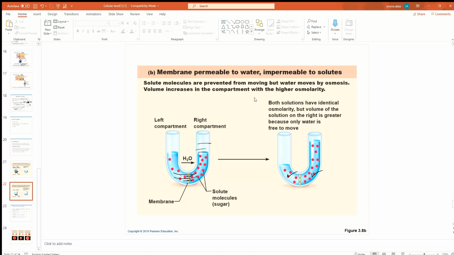Remember, volume and concentration, two different things. Here the volume in both sides is equal, right? But the concentration is high in this side, low in this side. Now here, although the volume in this side is more, the concentration in both sides is equal. The ratio of the solute and solvent is equal in both sides. The volume is different.